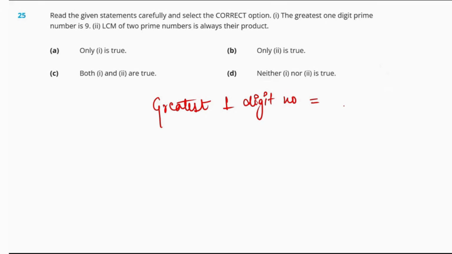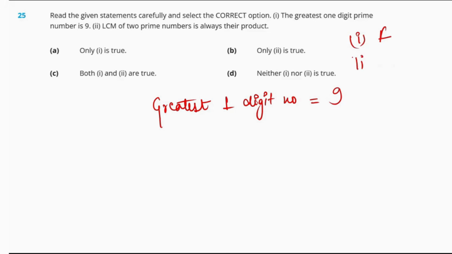As we discussed earlier, prime numbers are those numbers which can only be found in two tables. That is, they have only two factors, 1 and the number itself. But 9 can be found in the table of 3 as well, right? So therefore, 9 is not a prime number. It is a composite number. So this first statement is false.